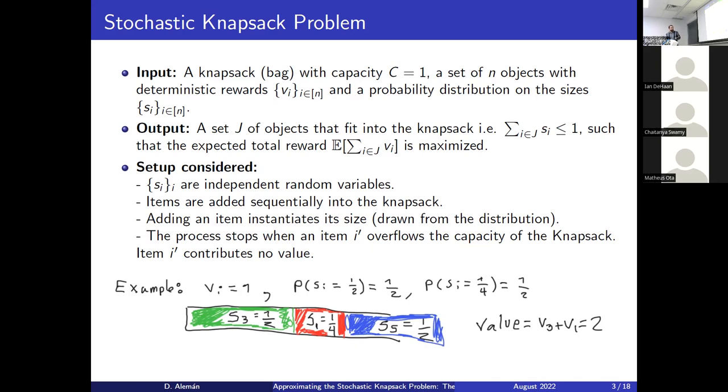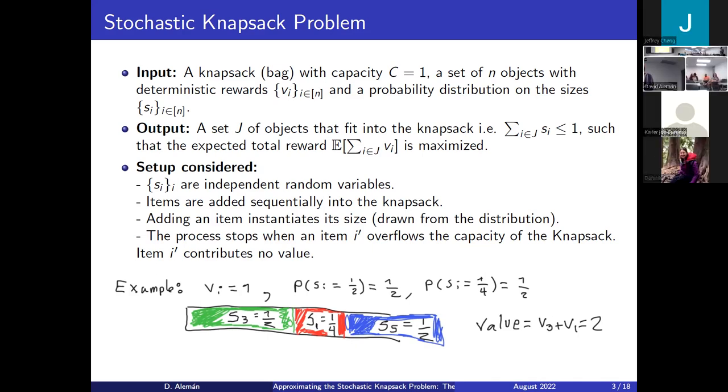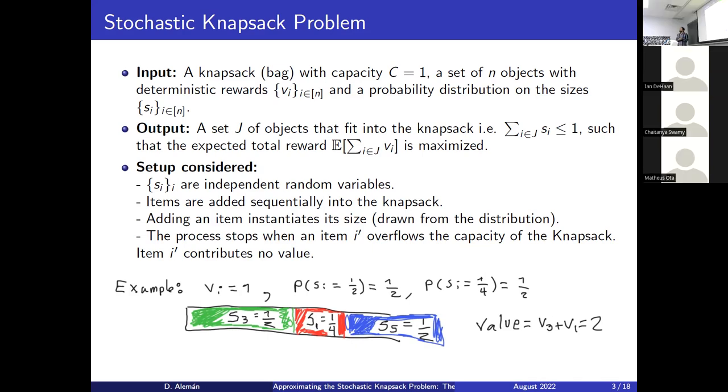I think the question is about what information do you have. Do you know all the distributions and all the items beforehand? Yes, we do. We do know all the distributions beforehand. So our input, we know all the rewards, and the probability distributions are known to us. Based on that information, we come up with a policy, an algorithm, and start deciding which items to insert into the knapsack. So just to be clear, when we're deciding whether or not to add an item, we don't actually know what its size is. Yeah, we don't know its size, just the distribution, but we do know its value. So we're just making decisions based on values and what we've already put into the knapsack, essentially. Well, there are two kinds of policies that we are going to consider.